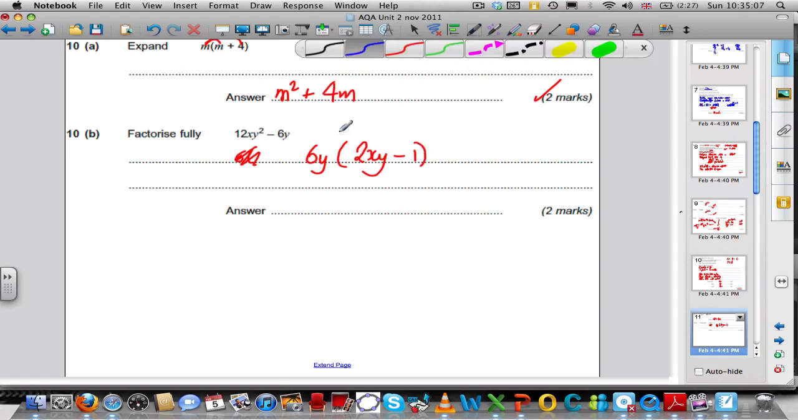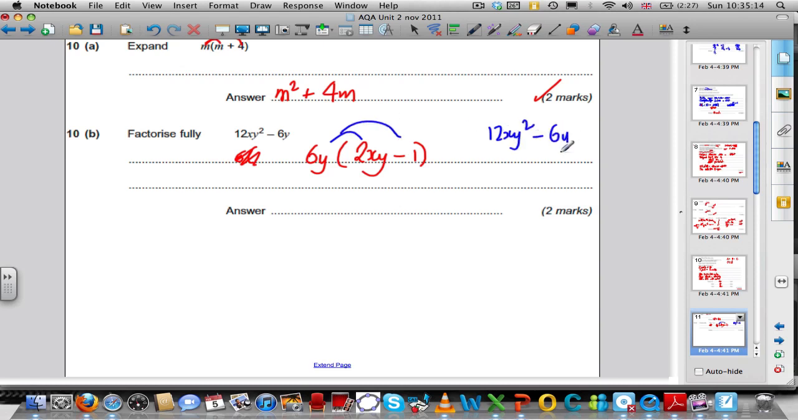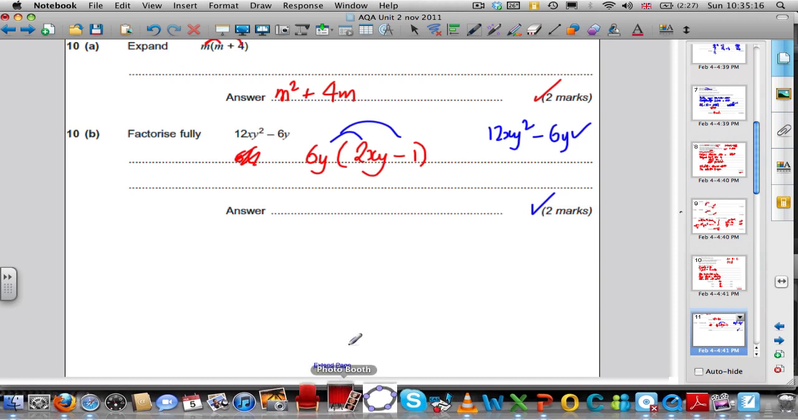Check your answers in the exam by multiplying out. That times that does give you 12xy squared, and that times that does give you minus 6y, so you know you've got the easy 2 marks.